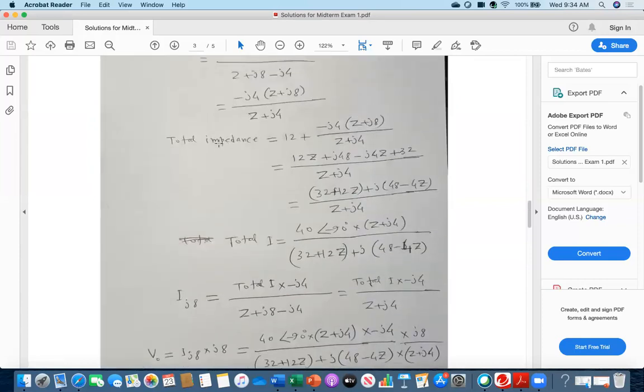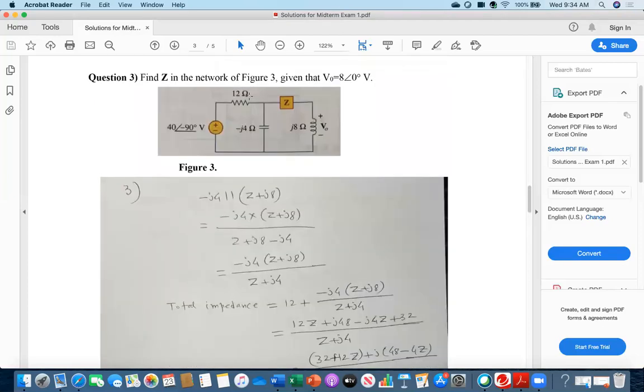Here you see what I did. Once you calculated the total impedance, you see this expression including the Z, I am finding the total current. Because look at the circuit, once you calculated the total impedance, you can find out the total current that is flowing through the 12 ohm. That is the first step: voltage divided by that total impedance, whatever it is. And once you get the total current, then simply apply the current divider rule. You don't need to apply further nodal analysis or anything.